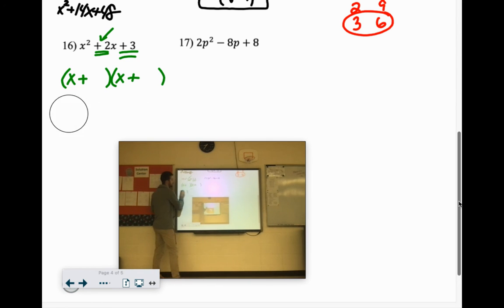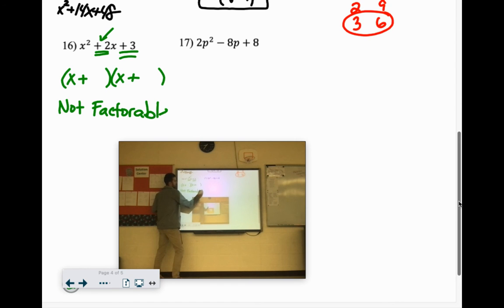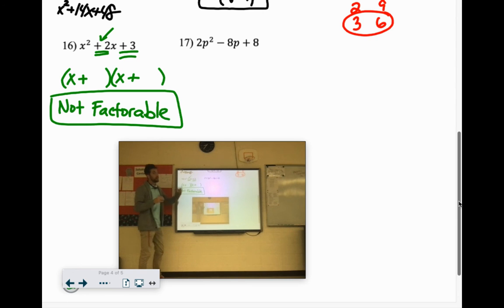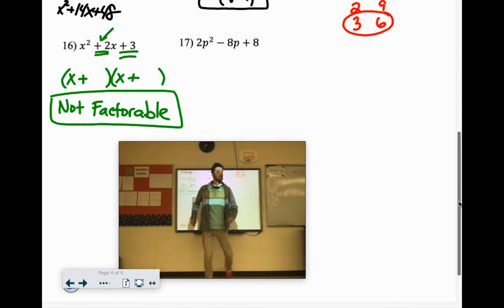I tried to trick you, but I couldn't. Not factorable. Now, if that plus 3 at the end was minus 3, then it would be factorable because the factors of 3 could be 2 apart. But it wasn't.